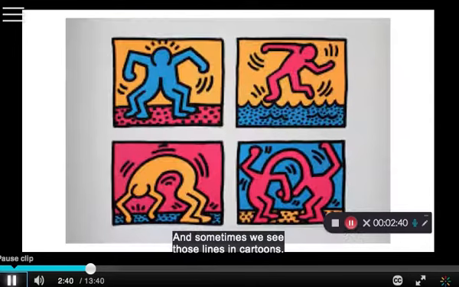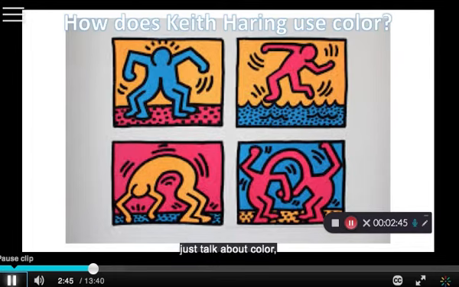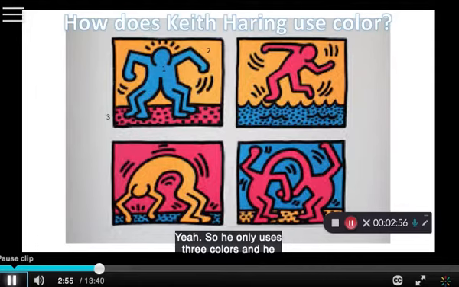Now, when we look at Keith Haring's pictures and we just talk about color, let's look closely at how many colors he uses in his picture. So one, that blue's one, right? Two. Three. Yeah, so he only uses three colors and he uses bright, bold colors. So that's something you'll always see in Keith Haring's artwork. And I see in all the pictures all the same colors. Right. Like different backgrounds, like a blue background and another orange background, pink background. Excellent job. That's a really good noticing.